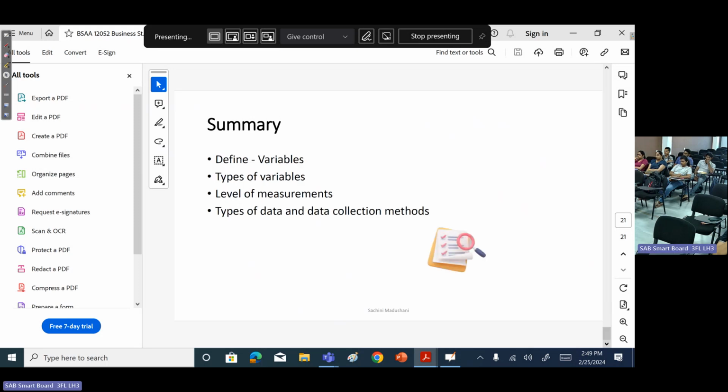Okay, this is the second session. We defined the variables, identified the types of variables and the levels of measurement. Finally, we discussed the types of data and how to collect primary data. Understood?